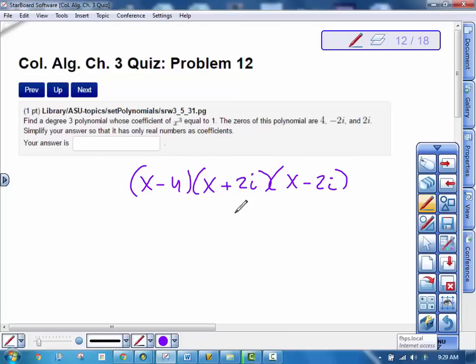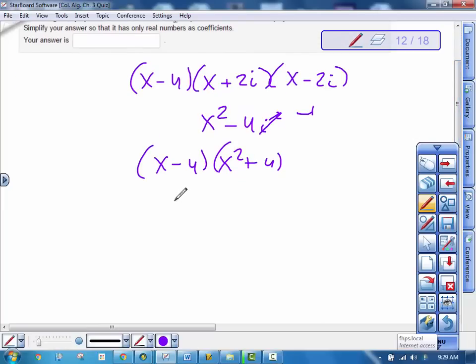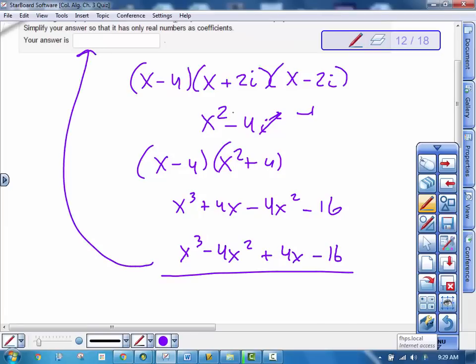I'll do the first two first, because we know that's like conjugates. So this turns into x squared minus 4i squared. i squared is negative 1, so it'll be x squared plus 4. And we need to multiply that by x minus 4. So that gives us x cubed plus 4x minus 4x squared minus 16. I'll write that in standard form as x cubed minus 4x squared plus 4x minus 16. And that's what they want right here.